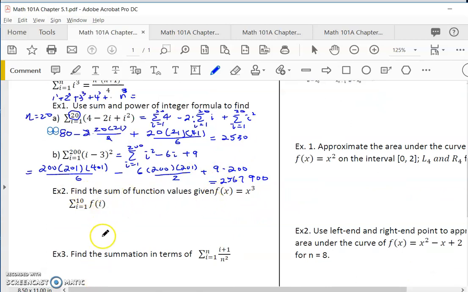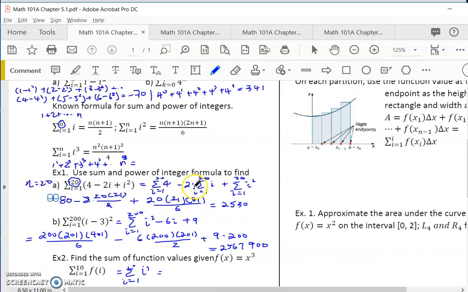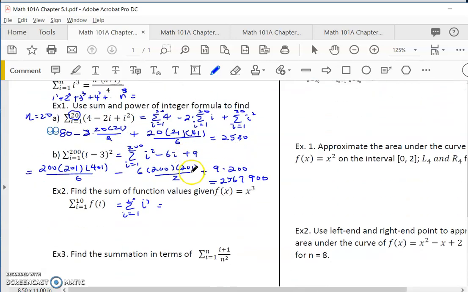So there are two more that I want to do. Maybe I'll do one more because I have two minutes left. This is a little different. My inside is not a number, but it's f of i, where f of x is x cubed. So basically, it is sigma i equals 1 to 10 of i to the power 3, right? i cubed has a formula, which was n squared times n plus 1 squared over 4. So my n is 10, right? 10 squared, 10 plus 1 squared, 11 squared over 4. So you can do it with the calculator, 3025.